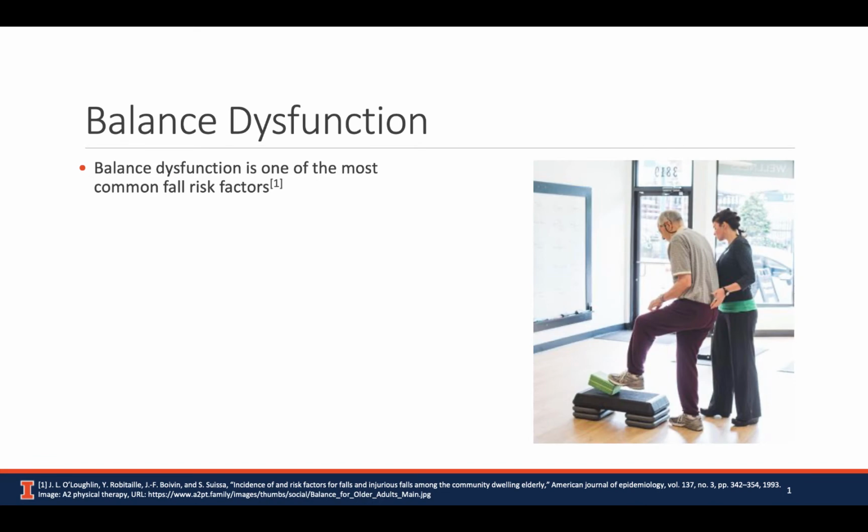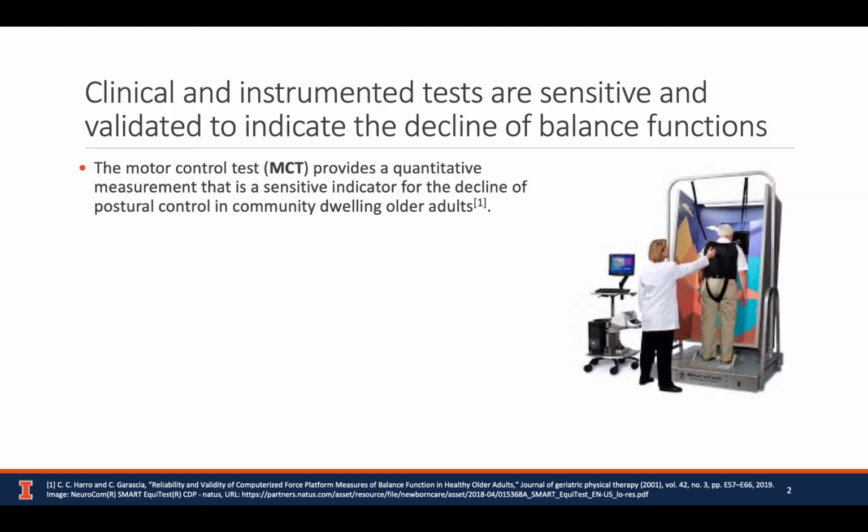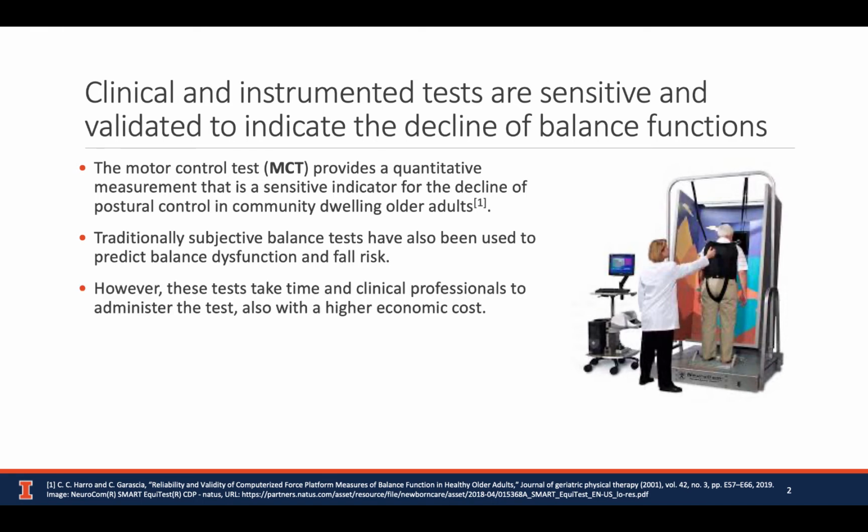Balance dysfunction is one of the most common fall risk factors in older adults. Instrumented tests focused on balance dysfunction may provide an opportunity for early fall identification in community-dwelling older adults. The motor control test provides a quantitative measurement that is a sensitive indicator for the decline of postural control in community-dwelling older adults. Traditionally, subjective balance tests have also been used to predict balance dysfunction as well as fall risk. However, these tests take time and clinical professionals to administer them, also with a higher economic cost.